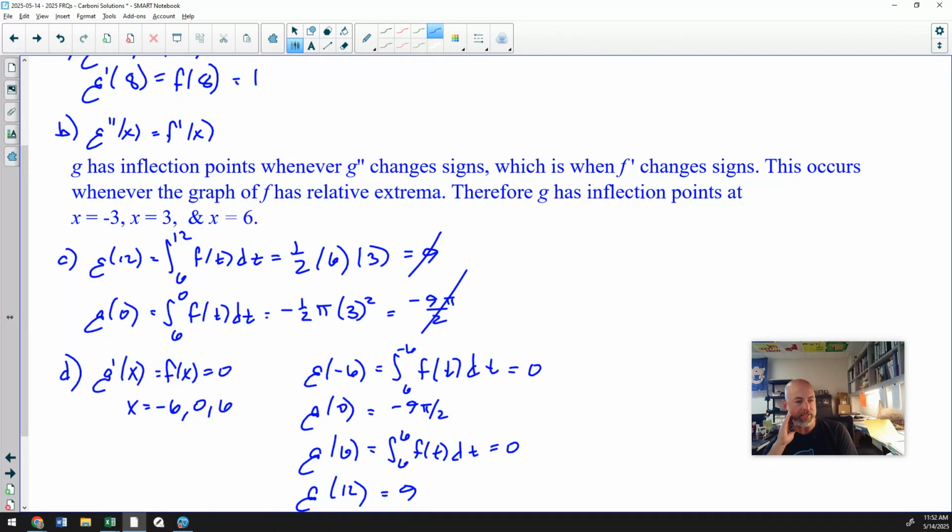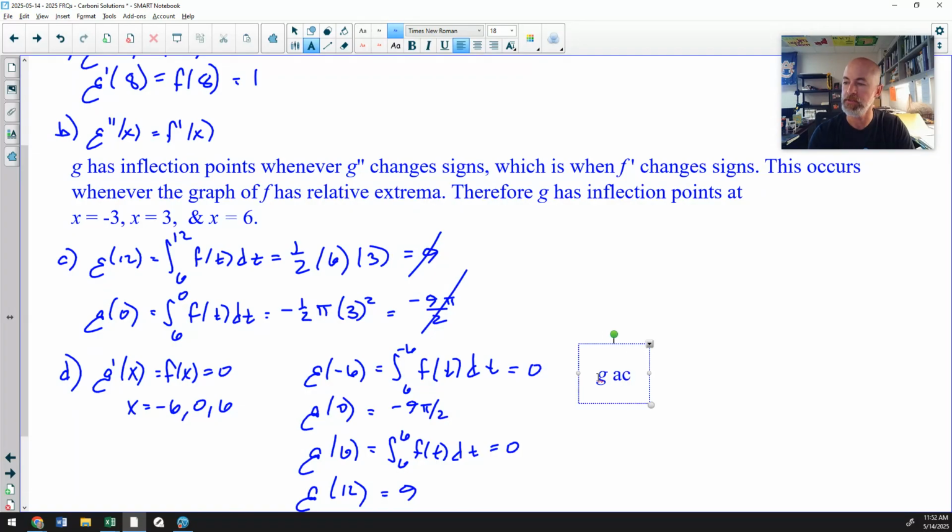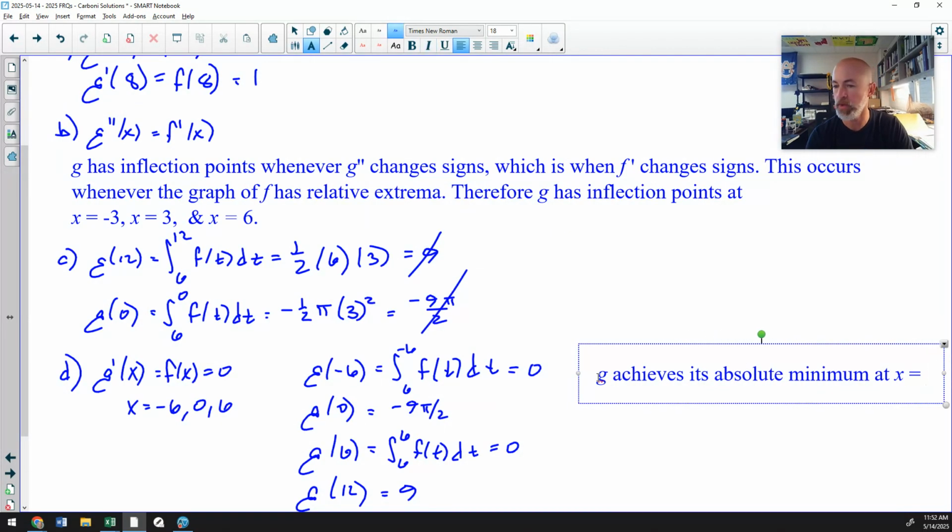And the question is asking for the absolute minimum. And so I would say that g achieves its absolute minimum, and they do very clearly ask for the x coordinate. So I'll type this out. G achieves its absolute minimum at x equals, and that was at 0. At x equals 0. Return that.